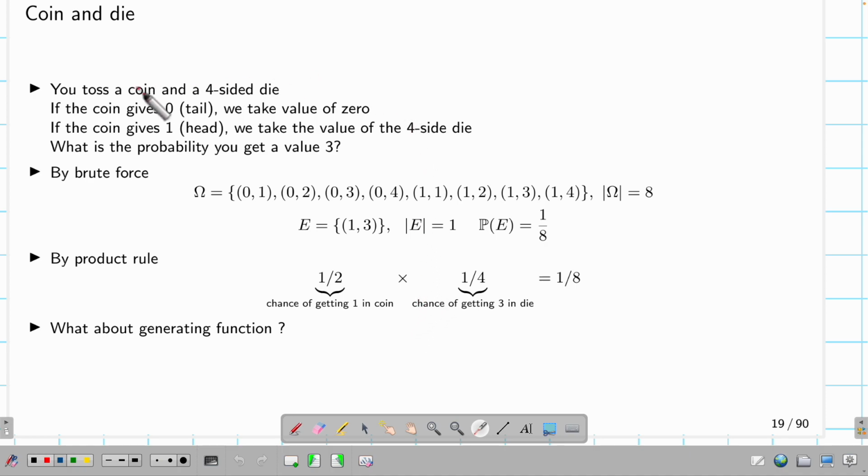So here is another example. Suppose you toss a coin and a 4-sided die. And here's a funny rule. If the coin gives you 0, then we ignore the die and take value 0. And if the coin gives you a 1, then we take whatever value the die gives us. What's the probability you get a 3?